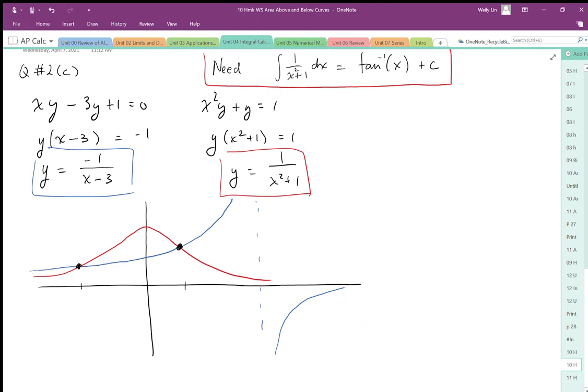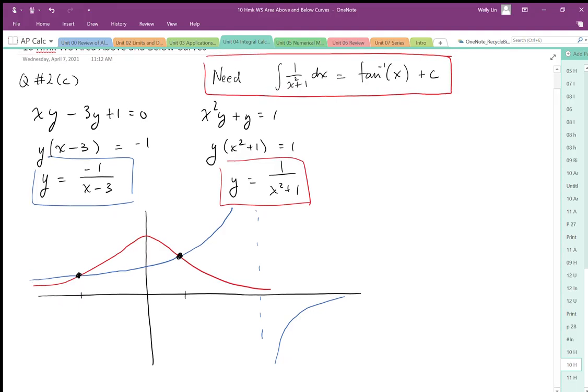For question number 2c, we need to know the integral of 1 over x squared plus 1. And the integral of that, or the antiderivative, is arctan x plus c. So when we have these two equations, we want to rearrange them so that we can graph them. So we're going to rearrange the first one by solving for y.